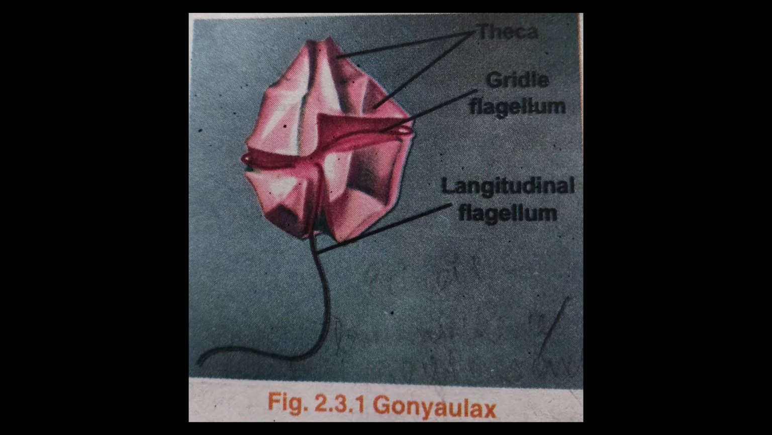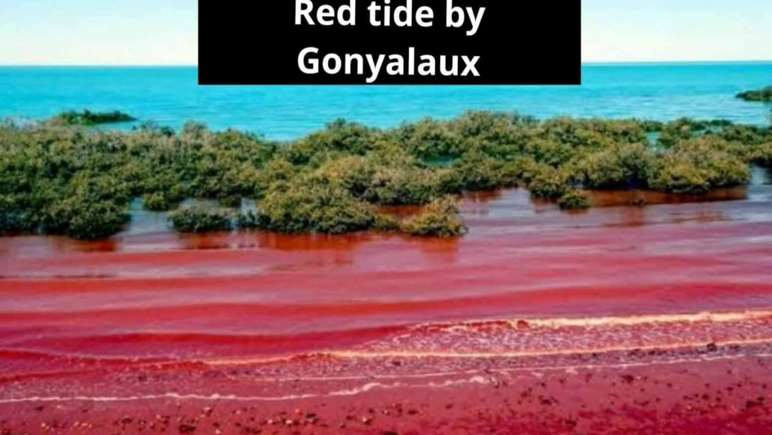And this is Gonyaulax, which comes under dinoflagellates. So it has one girdle flagellum and one longitudinal flagellum. As it moves, it appears like a fire alga. The Gonyaulax multiplies and makes the sea appear like a red tide. Here you can see the water is red in color.